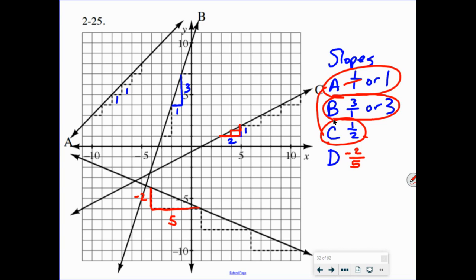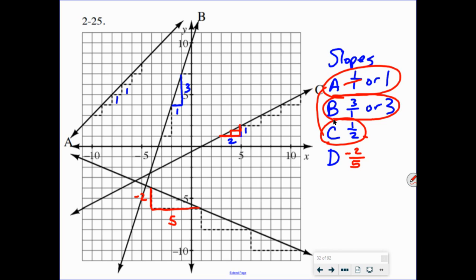So is that always true? Is the bigger the number, the steeper the line? Well, what do you think? What do you think happens with a negative slope? What about negative slope? Is the bigger the value, the steeper the line there too? What do you think? Well, be careful here, guys.